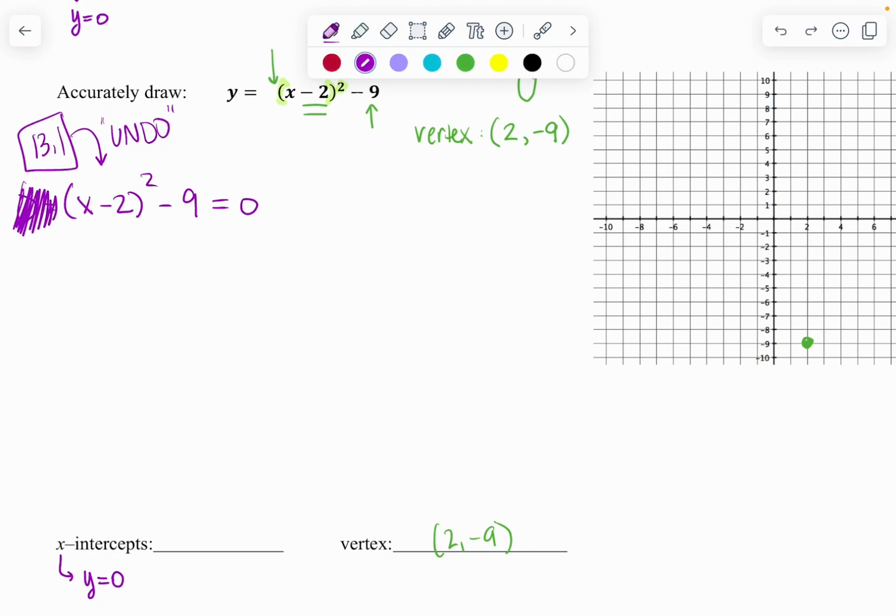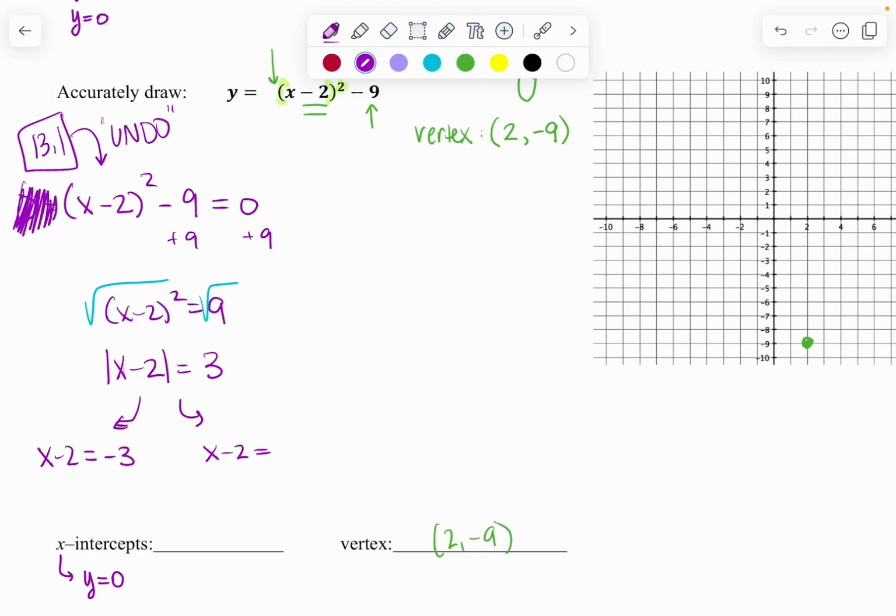So the farthest thing away from x is that -9, so we undo that -9 by adding a 9. Then we're going to undo the square with a square root. The square root of a square is an absolute value. The square root of 9 is 3. And then to solve that equation, again, we're going to go left and we're going to go right. So when we go left, we're going to -3. When we go right, we go to +3.